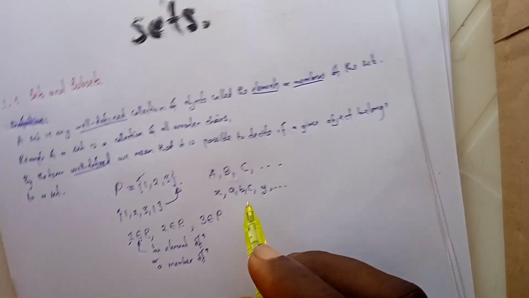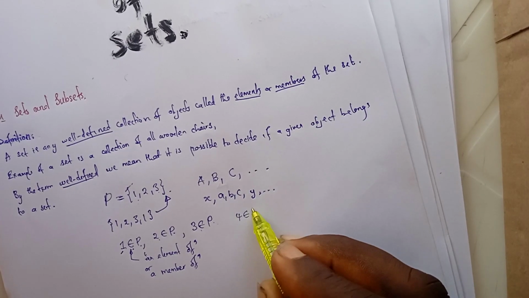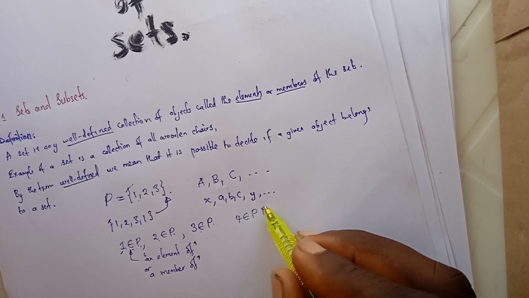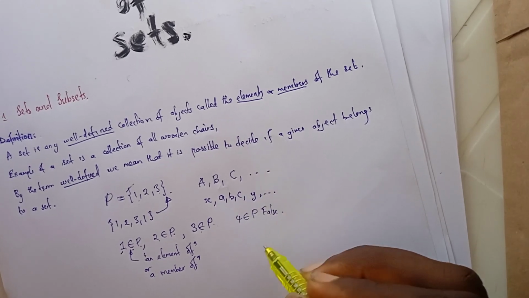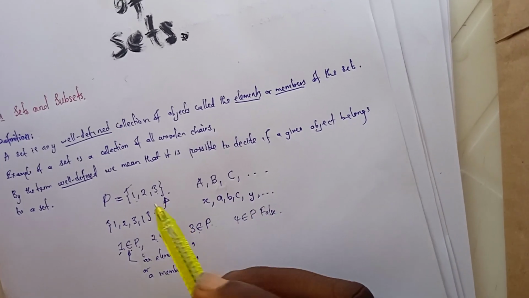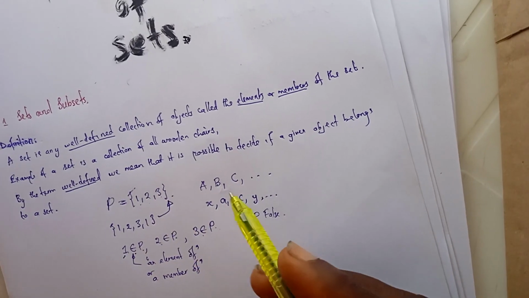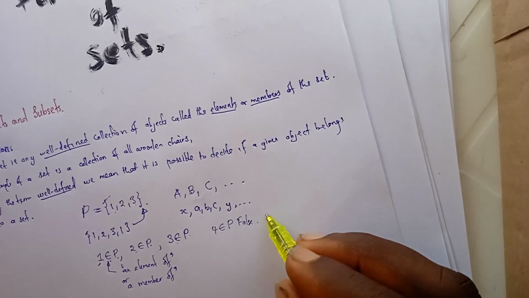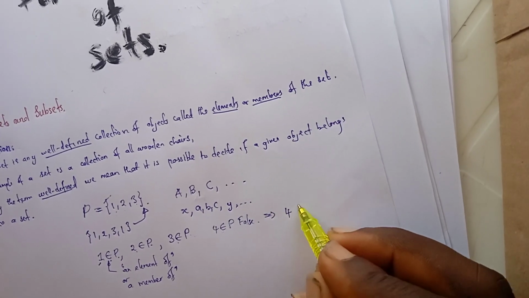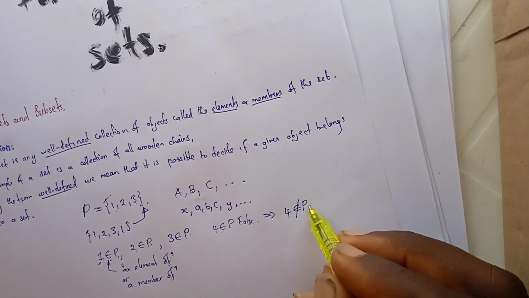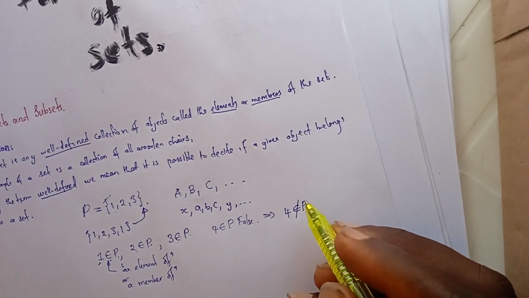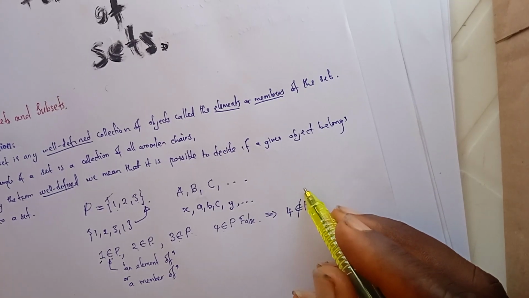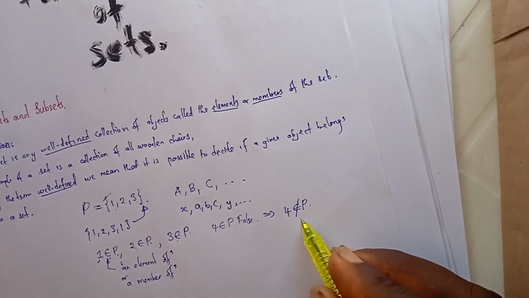Now what if we say 4 is a member of P? Clearly this is not true, because 4 is not in the set P. So the best way to say that "4 is a member of P" is false is "4 is not in P." So we cancel the symbol; this is how we present it.